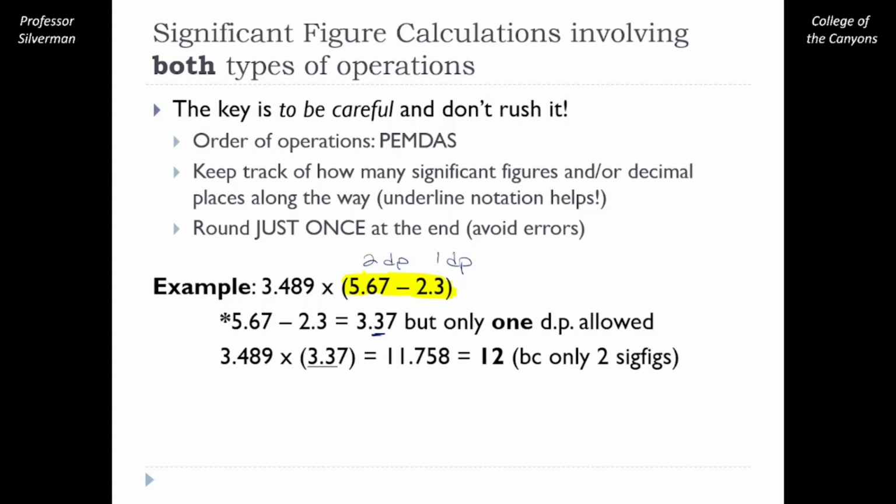We can keep track by underlining or highlighting or however you like, but we don't want to round just yet. Our calculator tells us 3.37, but we know that this only actually is known out to one decimal. If this was the final answer, we would round to 3.4. It's not our final answer, so we're going to keep 3.37, but we're going to remember or write down in our head that we actually only know this to one decimal place, or in this case, our one decimal place corresponds to two significant figures.